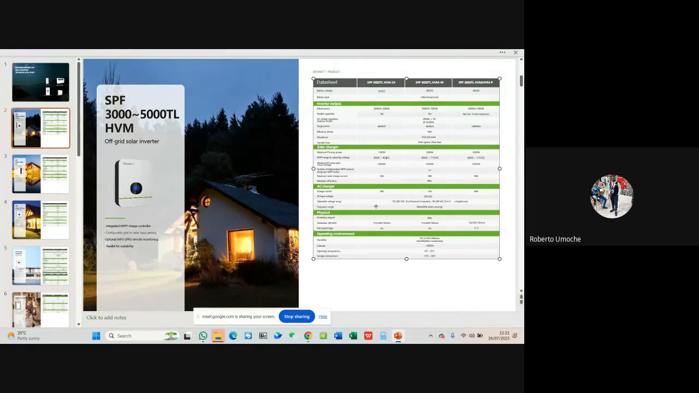Selectable voltage range is within 170 to 280 max. So your AC input voltage is acceptable between 170 volts to 280 volts. Then the frequency is within 50 Hz and 60 Hz, depending on your region.